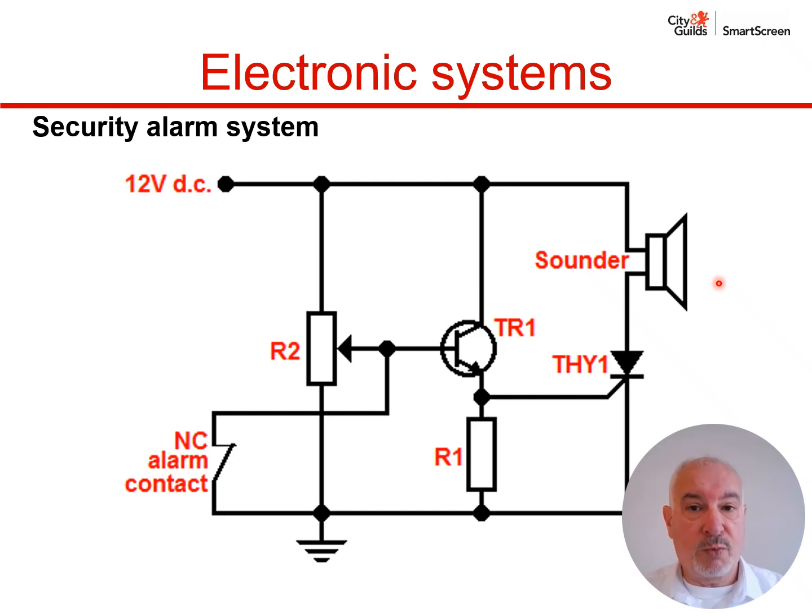Now the thing about the way this is set up is that the alarm will continue to sound even after we've let go of the alarm contact. The alarm contact can go back to the closed position, but the thyristor will still continue to conduct electricity, so the sounder will continue to sound, and the only thing that can stop it would actually be to turn the power off completely to this system. So that's the first one, the security alarm system. Let's take a look at the next one.